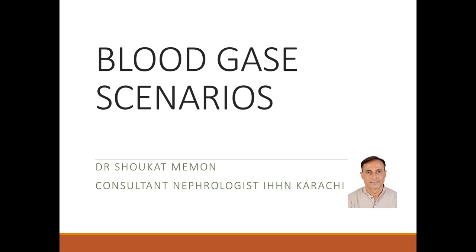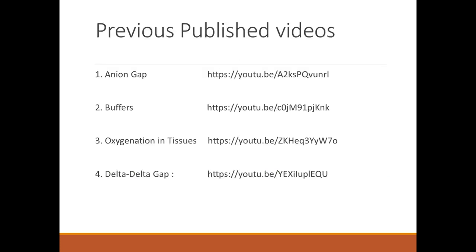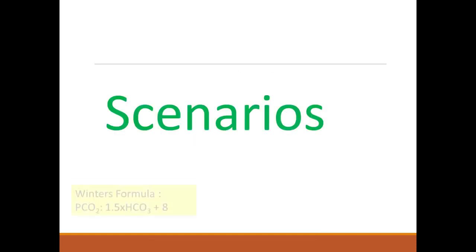And today we will discuss the different scenarios which we encounter day to day in the emergency, ward and ICU. So far we've discussed four different aspects of blood gases. We started with anion gap, then buffer, then oxygenation of the tissues, and delta anion gap. Now the scenarios will be discussed.